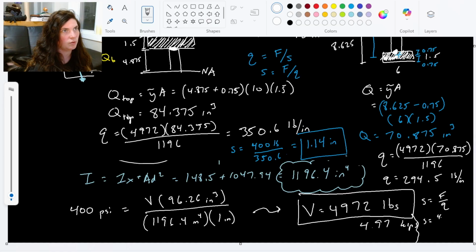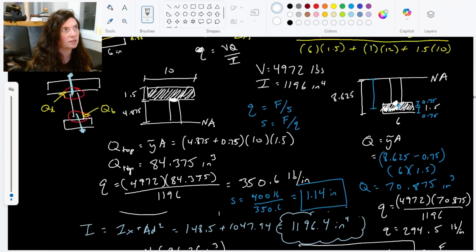S is 400 over 294. So the spacing for the bottom nails is going to be 1.36 inches. Right, so they're dealing with a little less force there. A little less, 1.36 inches. They can be spaced out a little bit farther on the bottom planks.